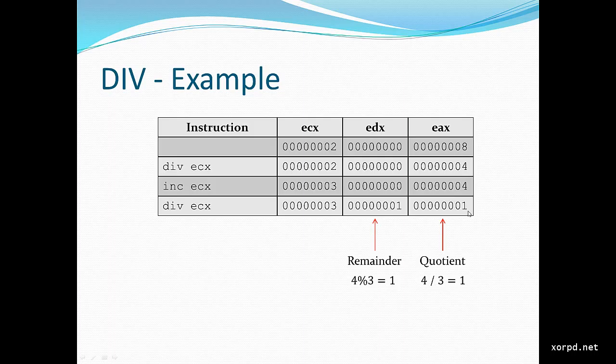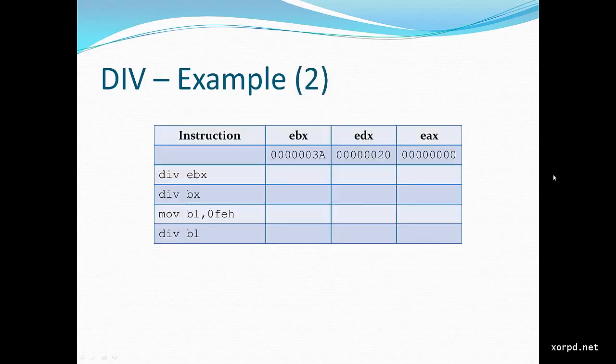And we get a quotient of 1 and the remainder of 1. The quotient is actually 4 divided by 3, which is 1. At least the integral part is 1. And the modulus, 4 modulo 3, is 1.